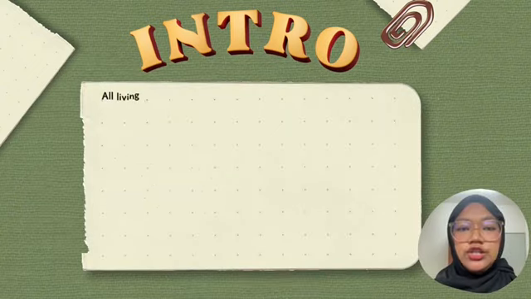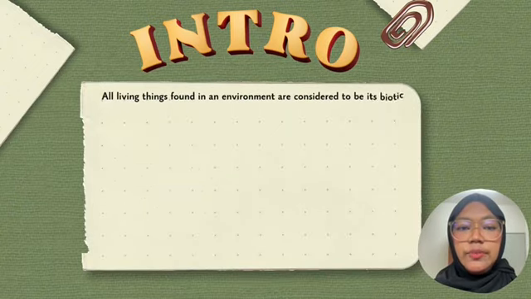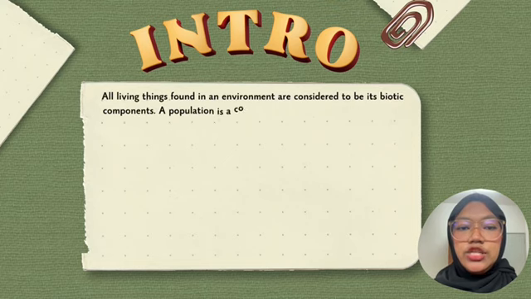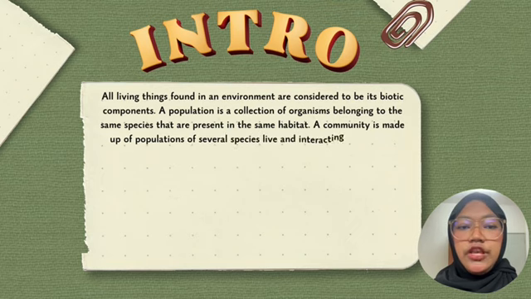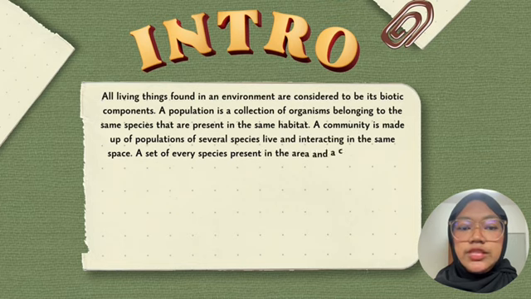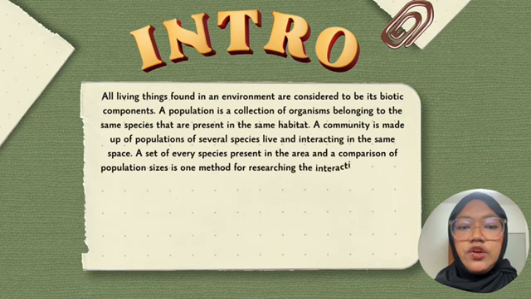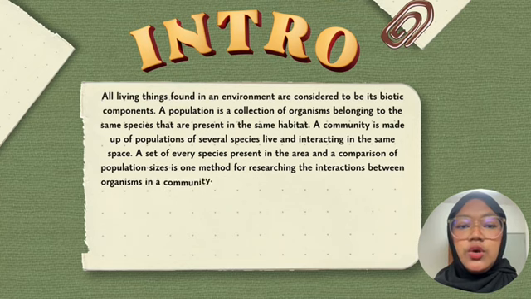First is introduction. All living things found in an environment are considered to be its biotic components. A population is a collection of organisms belonging to the same species that are present in the same habitat. A community is made up of populations of several species living and interacting in the same space. A set of every species present in the area and a comparison of population size is one method for researching the interaction between organisms in a community.